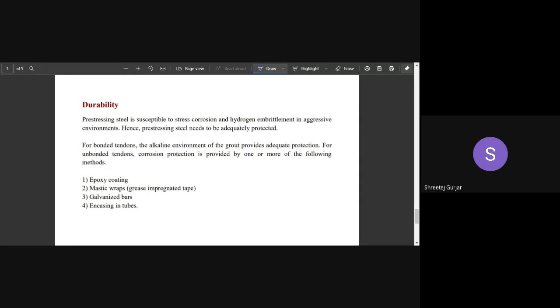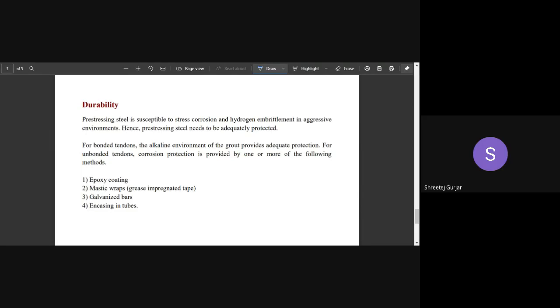So what we can do, along with providing cover for your steel, is provide grout for our post-tension members, right? For bonded tendons, so that it is protected from our environment. Along with the cover, we have to provide grout for our bonded tendon.